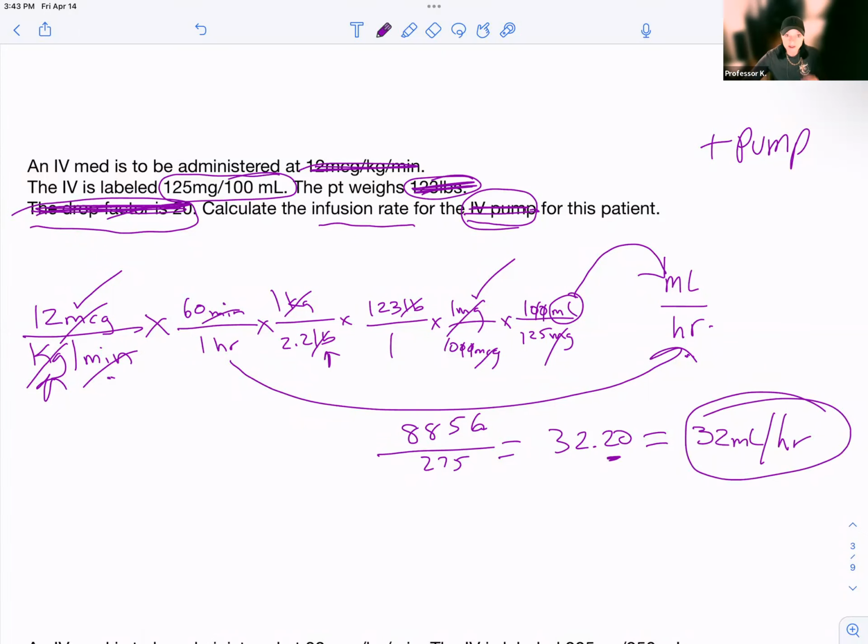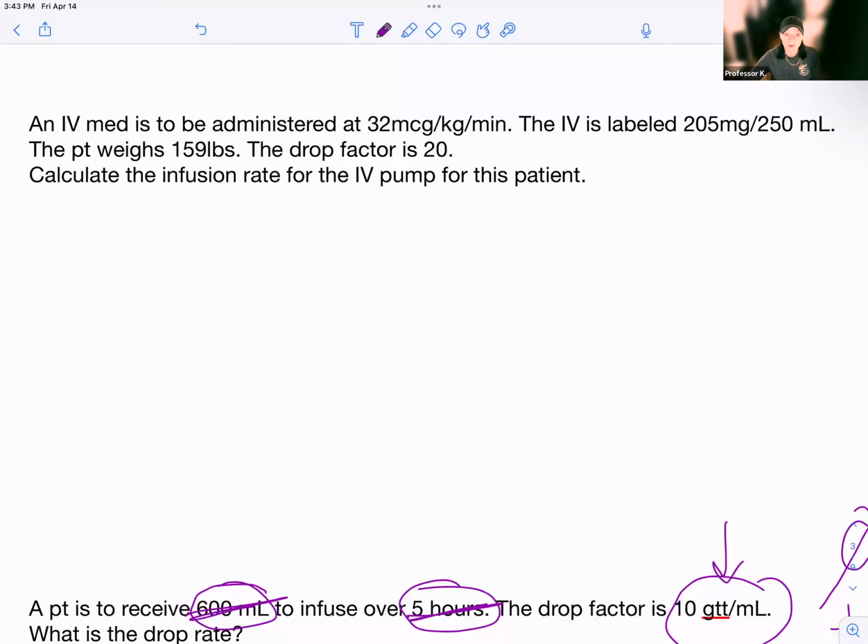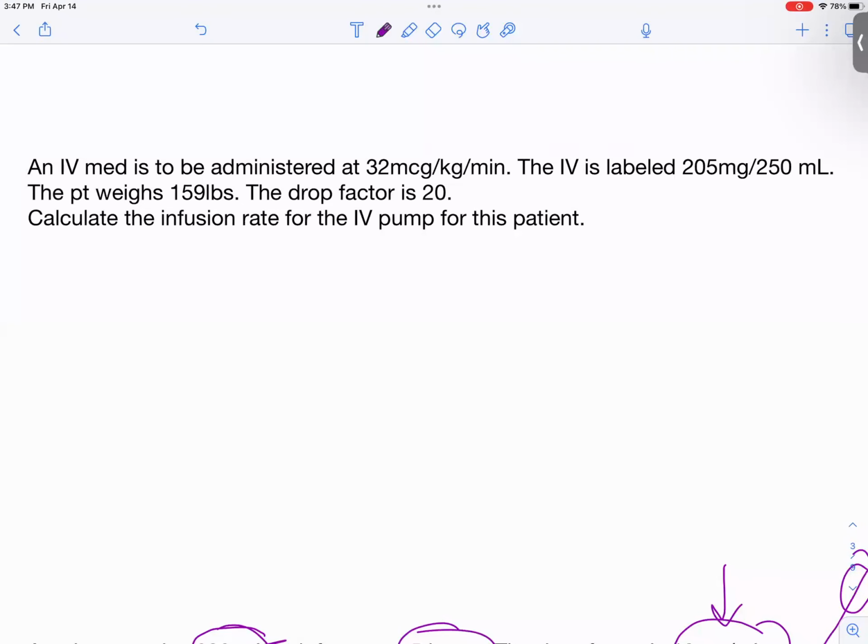All right, so let's do another. Let me find them. Okay, do this problem. Too many numbers. There's always too many numbers. All right, so the answer is 169 milliliters an hour.